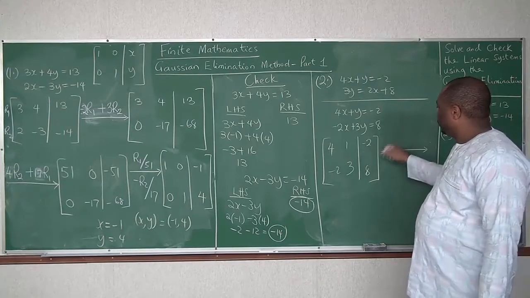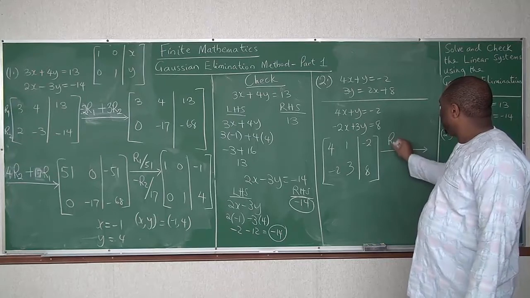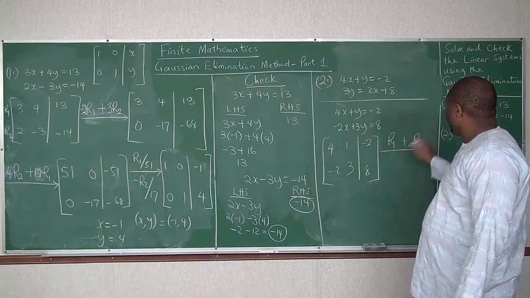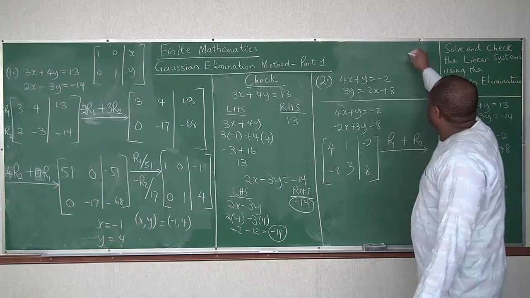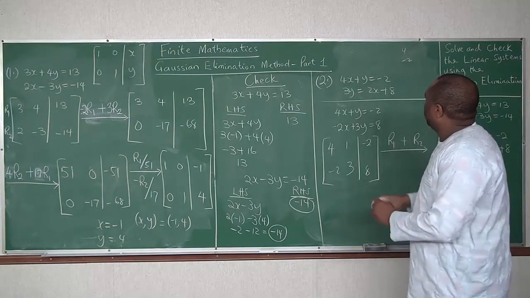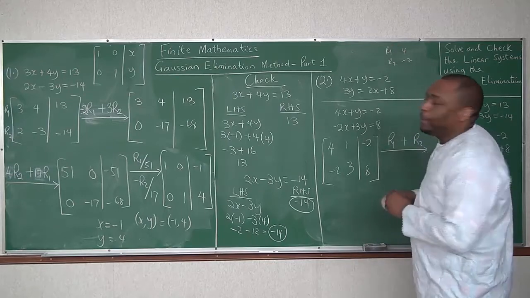The first one, we use the first one to operate on the second one. So R1 plus R2, we write it first. Now look at what we have here, 4 and negative 2. You know, this is R1 and this is R2.